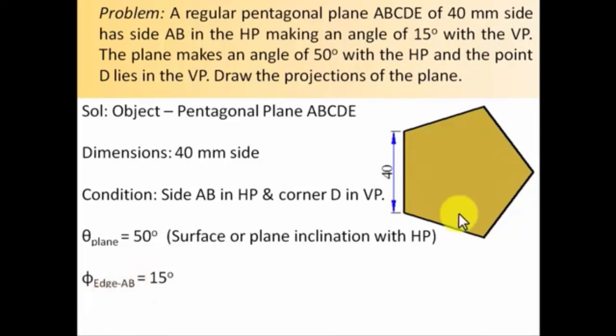All right. So guys, this is all the data that I have extracted from the problem, and now in the next section I'll be giving you a demonstration as to how the object has been really kept with respect to HP and VP on all sorts of these conditions, 50 degrees, 15 degrees, and side AB in the HP and corner D in the VP. All of them will be discussed in detail. So guys, stay tuned because it's going to be very important to see the live demonstration. Let's see how it goes.